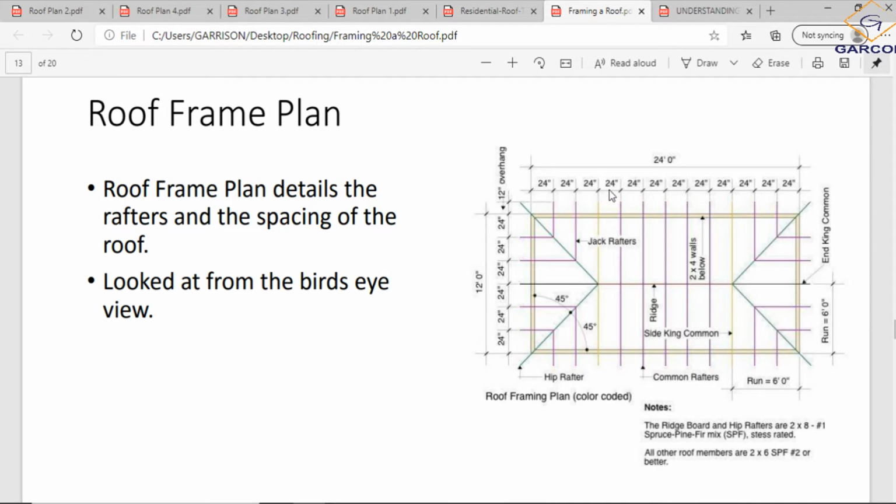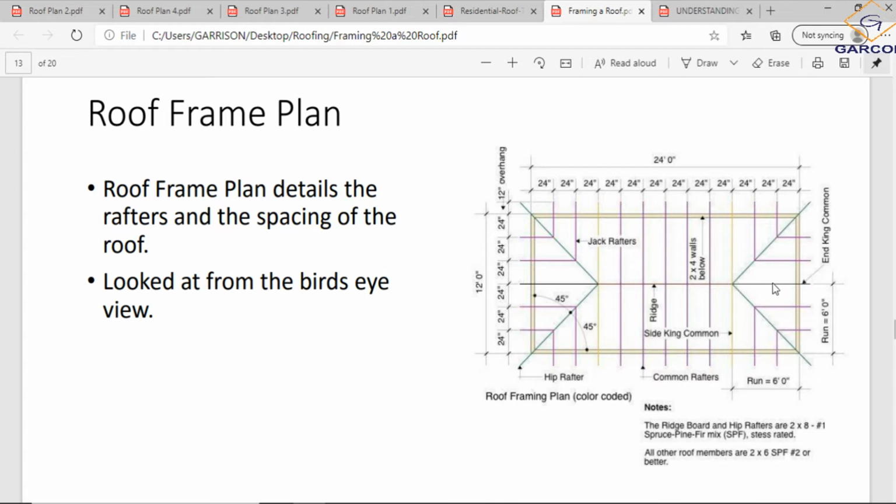The measurement of each: 24 inches is equal to 2 foot, so they place them 2 foot apart. So every rafter is 2 foot apart. You can tell. So the run here, or the width from the end of the building to the middle of the building, would be 6 foot. So 6 foot here, and 6 foot over here, right?